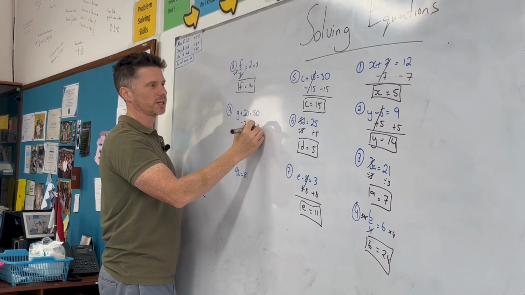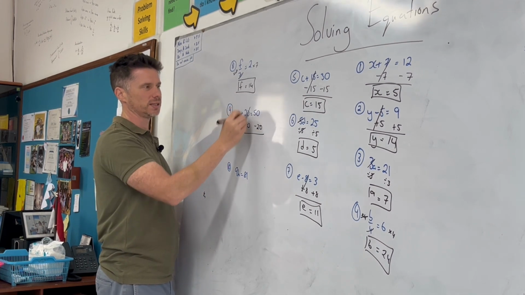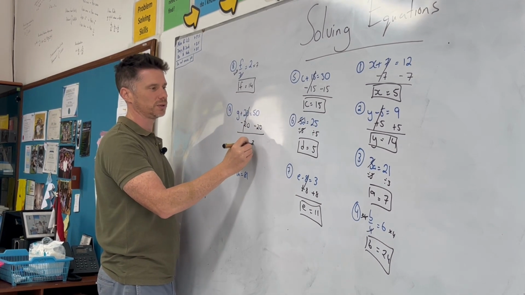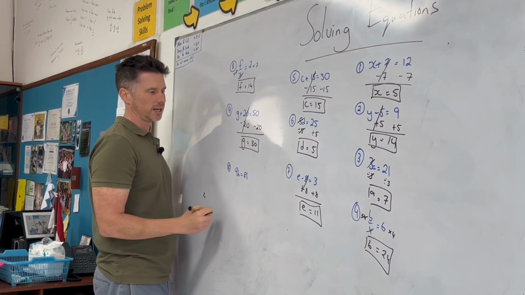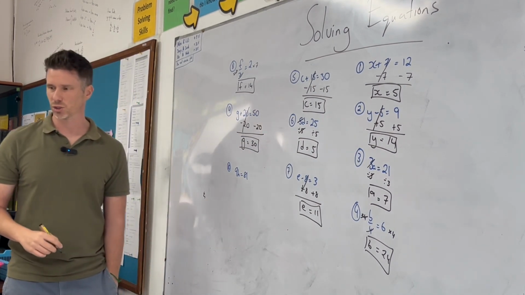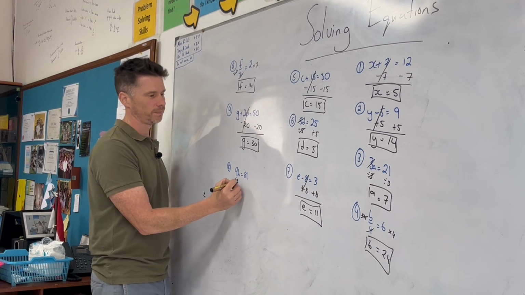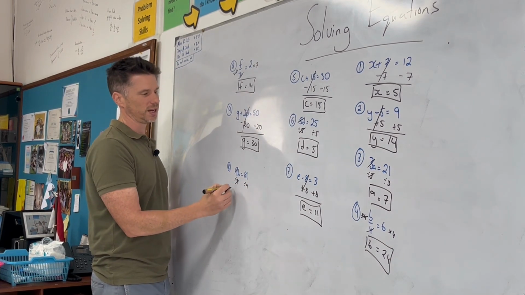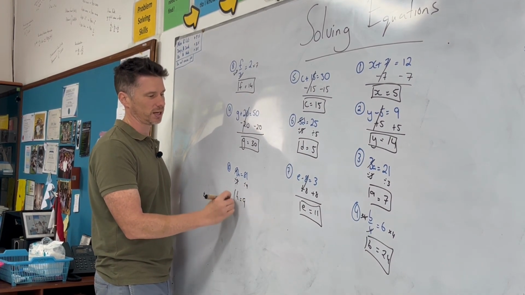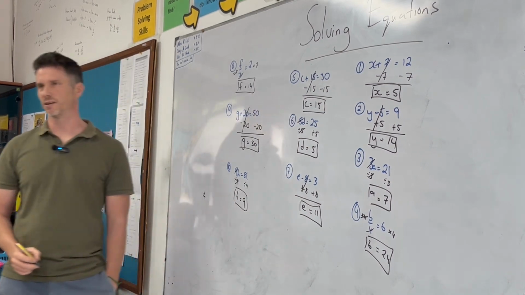Subtract 20 from both sides here, because I'm adding 20. That'll cancel out. G is equal to 30. And the last one, 9 times H, so I divide by 9. 9 into 9 goes once. I'm left with H, and 81 divided by 9 is 9. Give a score out of 10.